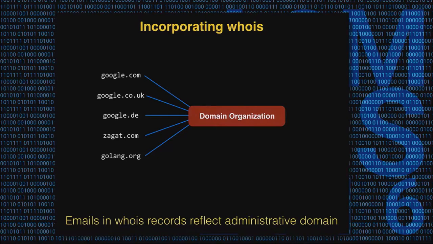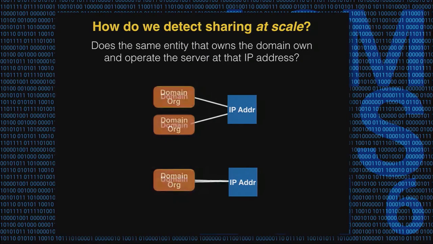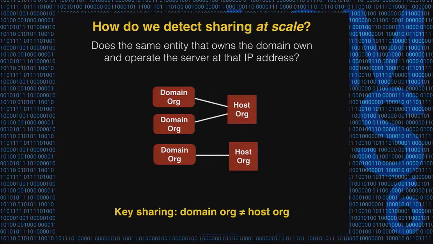So now if you consider that we have this methodology, if we go back to our situation from before, we can first apply it to collapse the domain names here into domain organizations. And then after acquiring a domain name for the IP addresses, we can also apply a similar methodology to the hosting providers, collapsing those IP addresses into host organizations. And now, if at this point you remember, the whole reason we're here is we want to detect key sharing. And at this point, it's actually pretty easy.